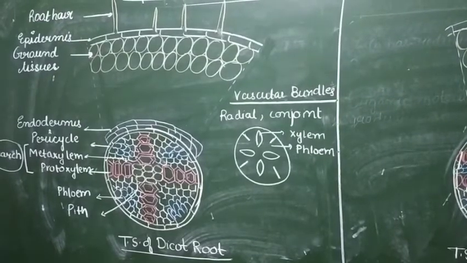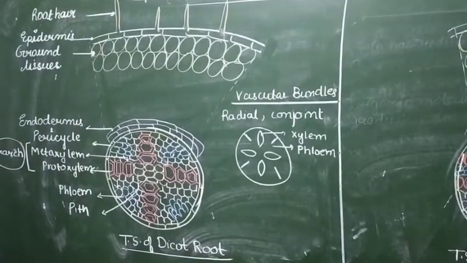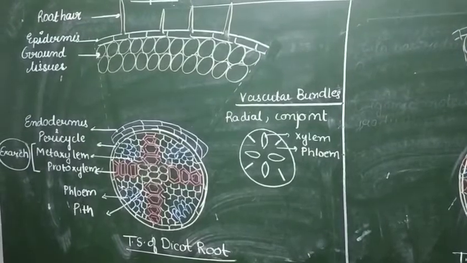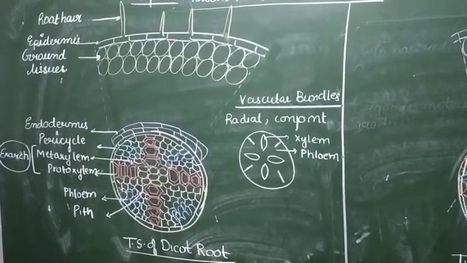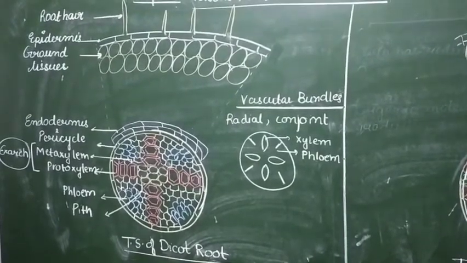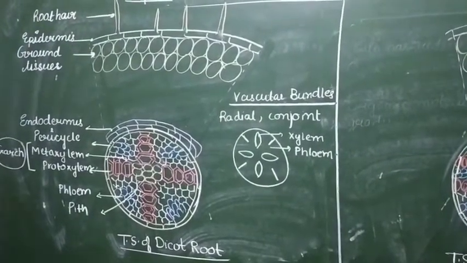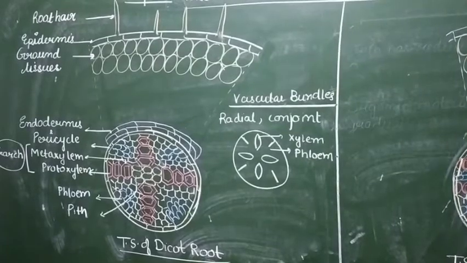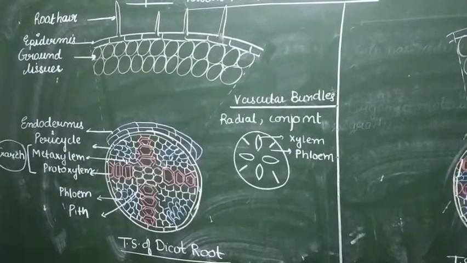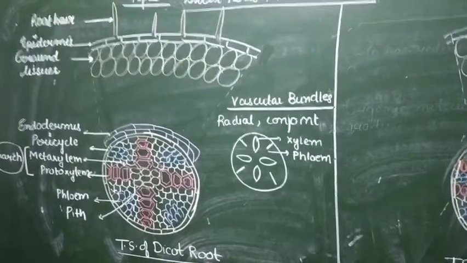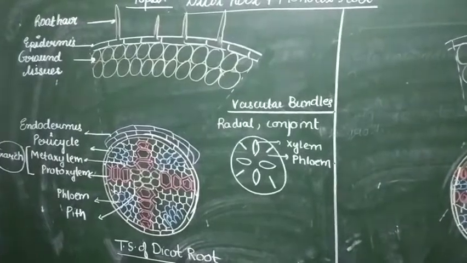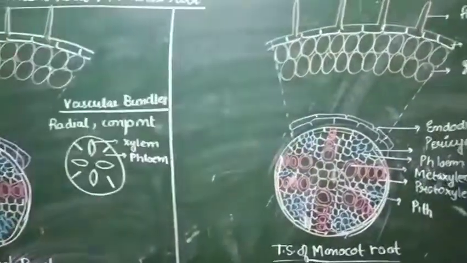Okay? The condition is exarch, in which metaxylem is inside towards the pith and protoxylem is present towards the periphery. Phloem is present in the form of patches, which is demarcated by blue colored chalk. Okay? And there is a pith also present, which is very small.